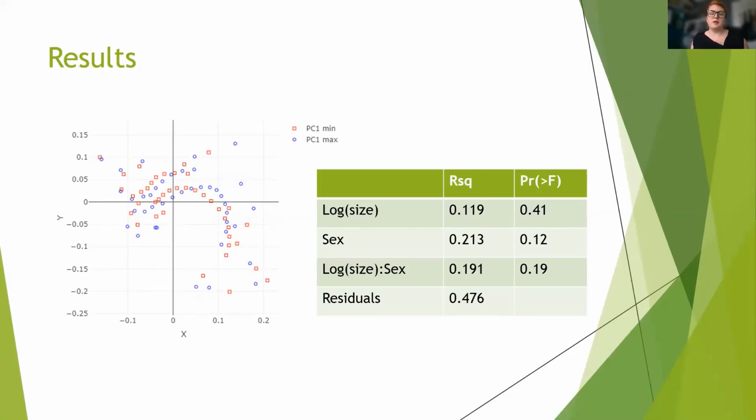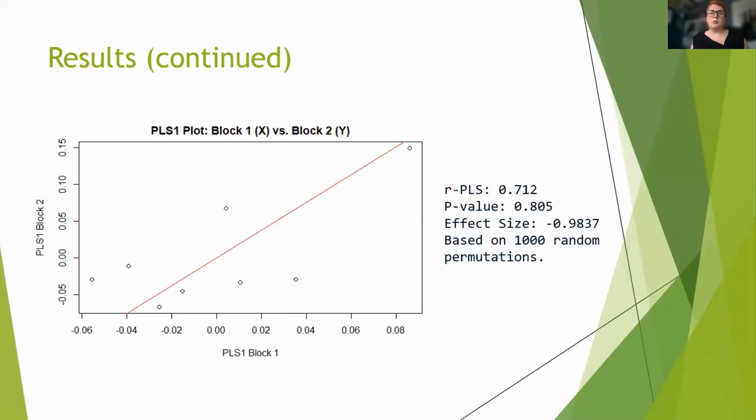A 2-block partial least squares analysis revealed a correlation of 0.774 between shape and size, suggesting a potential allometric relationship. Finally, I performed a 2-block partial least squares analysis to look for correlations between the vocal tract shapes and the shapes of the spectra of the associated audio. This revealed a correlation of 0.712. Please note that none of the results I've described reach significance, probably due to the small sample size. Nevertheless, they suggest that the method is worthy of further exploration.